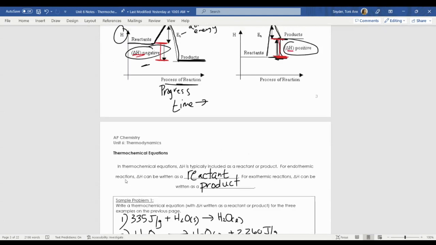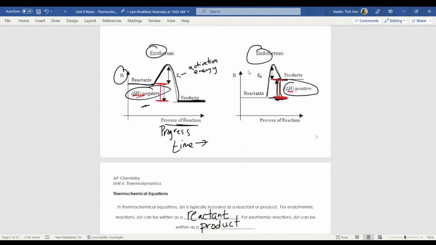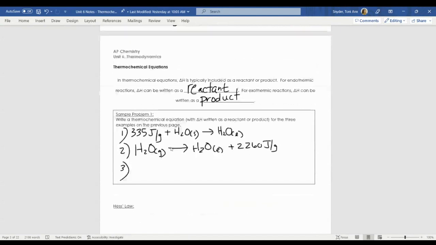And for this last one, the decomposition of water, it looks like 116 kilocalories is on our reactant side. I have to input that much energy because delta H is a positive value. So we're going to say 116 kilocalories plus 2 water molecules would decompose into 2 hydrogens and an oxygen. Different ways of representing the same exact equation.